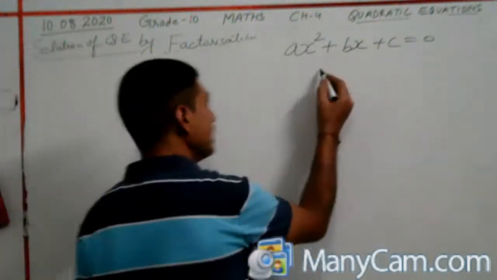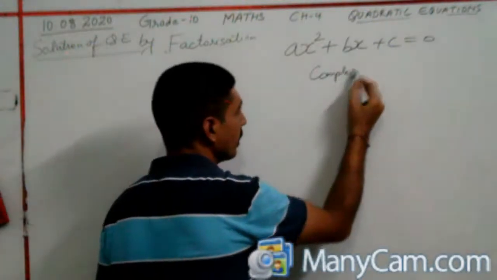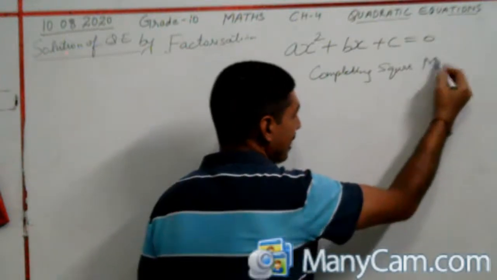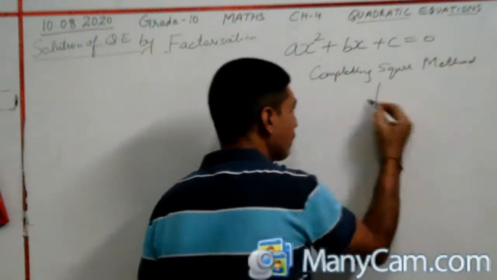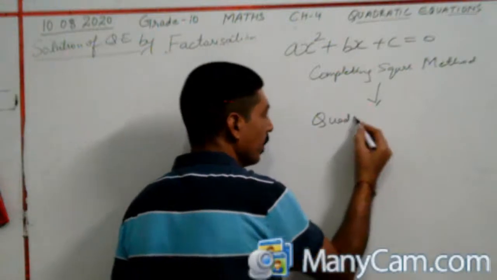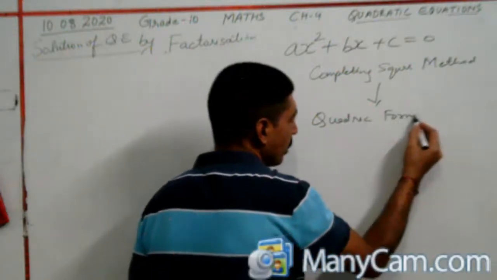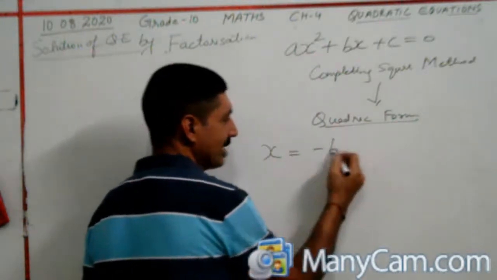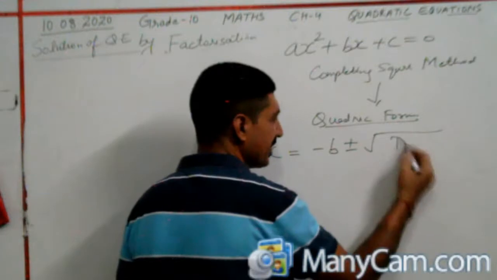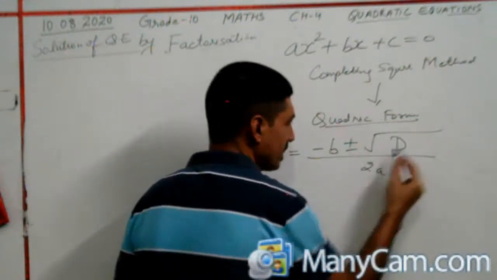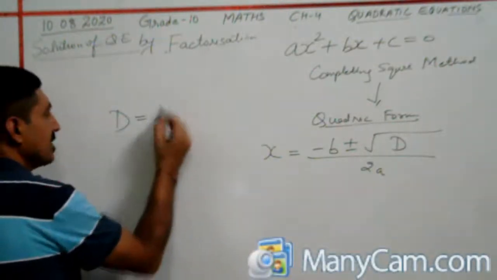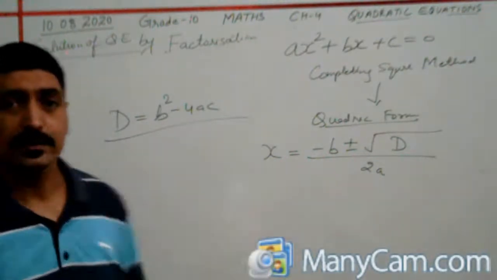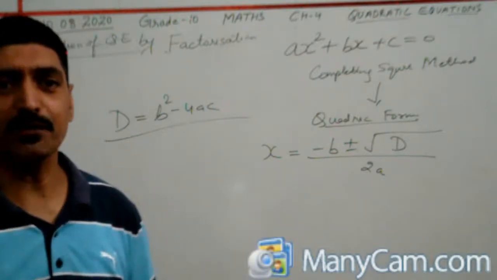And the completing square method is the basis for your quadratic formula. What is this quadratic formula? The value of x is equal to minus b plus minus square root of D upon 2a, where D is the discriminant, b square minus 4ac, which gives the nature of roots. Here in your book, the proof of this quadratic formula is also given.